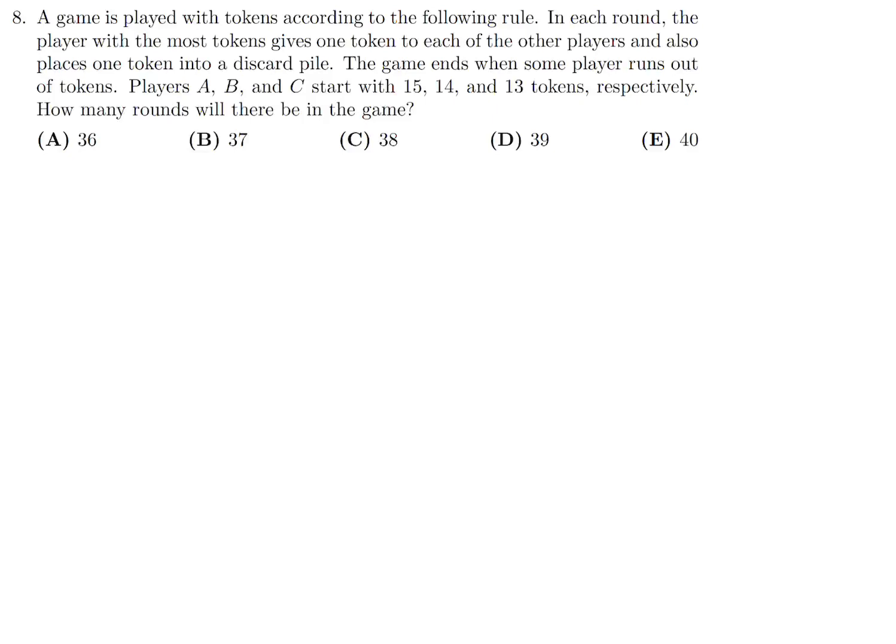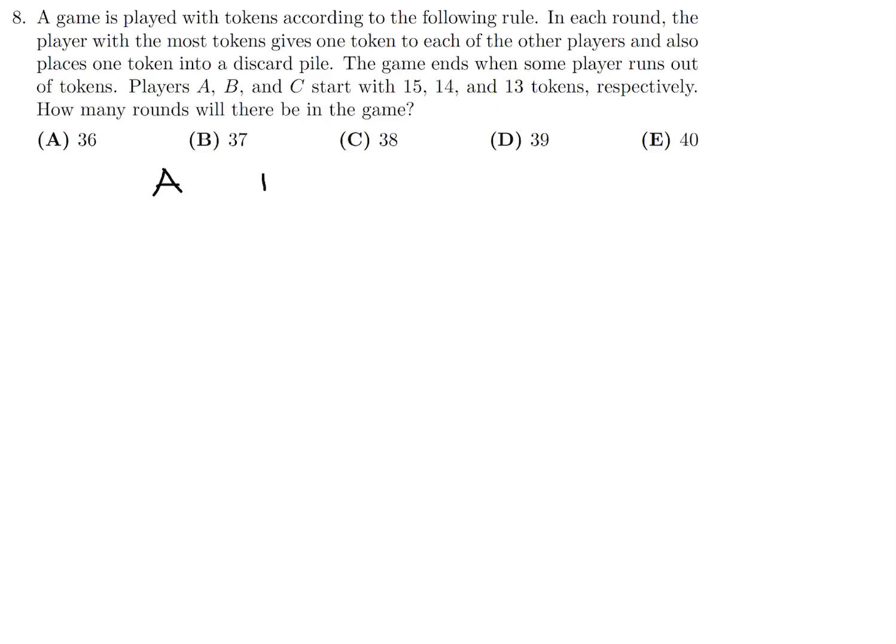A game is played with tokens according to the following rule. In each round, the player with the most tokens gives 1 token to each of the other players and also places 1 token into a discard pile. The game ends when some player runs out of tokens. Players A, B, and C start with 15, 14, and 13 tokens respectively. How many rounds will there be in the game?